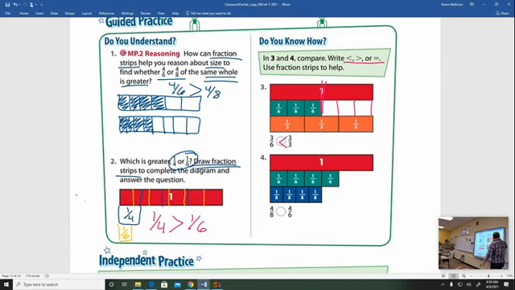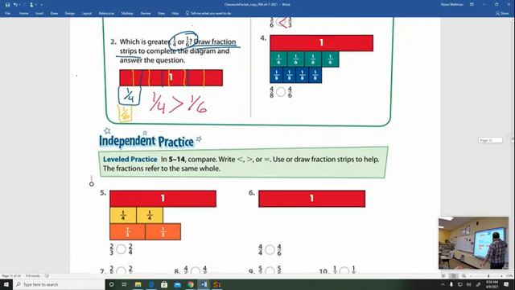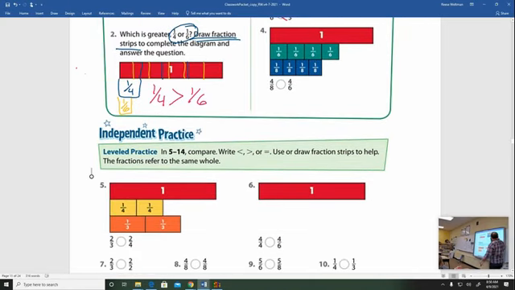And on number 4, Allie, which one is greater, 4/8 or 4/6? Oops, I went too far. What is it, 4/8 or 4/6? 4/6, and you can see it, right? Look how much longer it is. It's a lot closer to one whole than 4/8, correct? So that is right. 4/6 is greater.